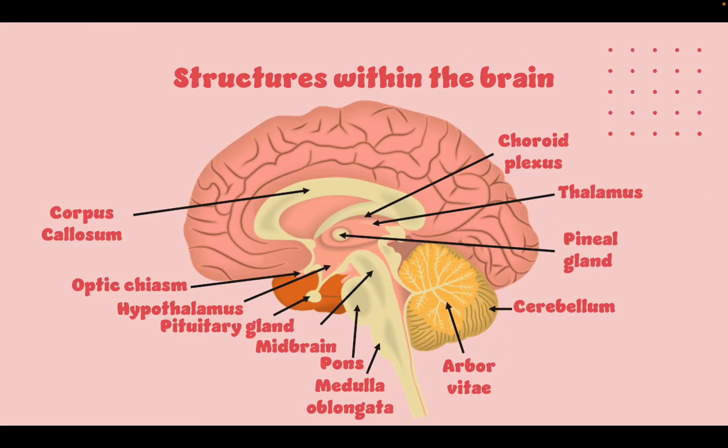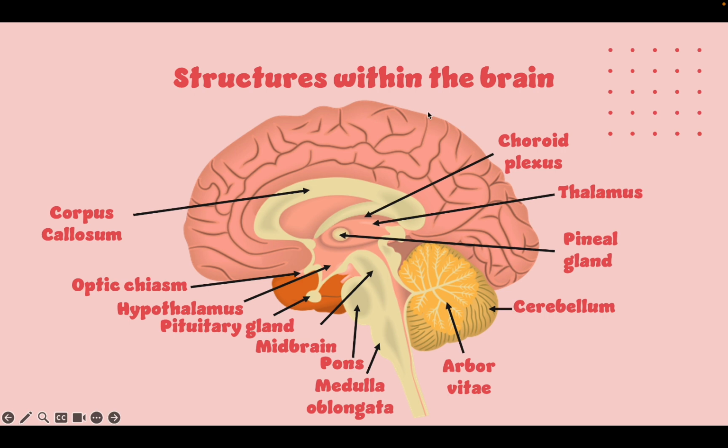Here would be the structures within the brain. So this would be the human brain. So firstly, looking at the cerebellum, which is this structure right here. The cerebellum is responsible for body coordination. So this structure right here that looks like a tree, that would be the arbor vitae.